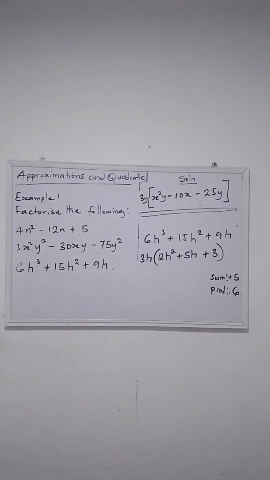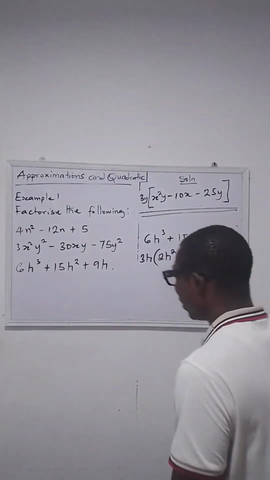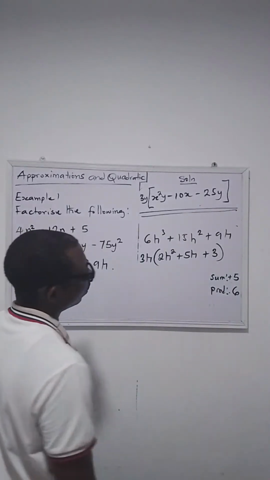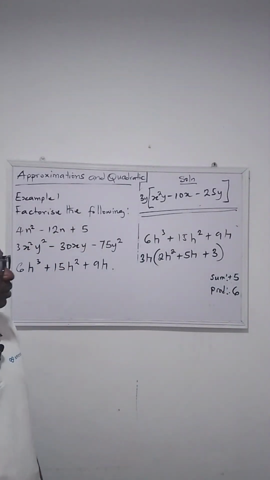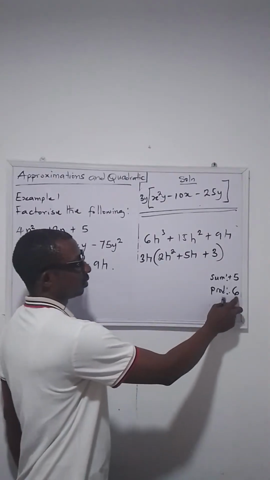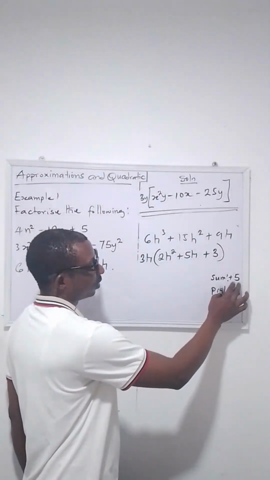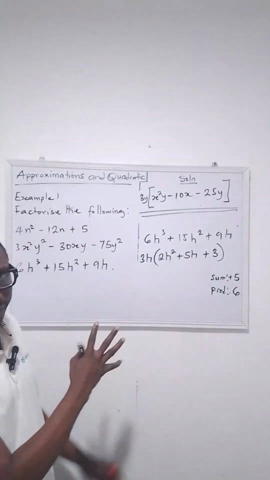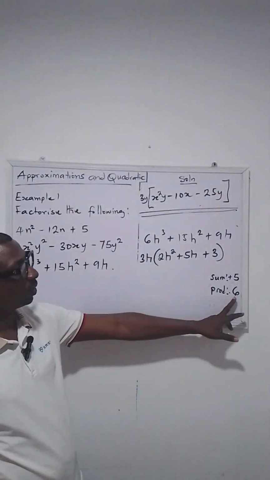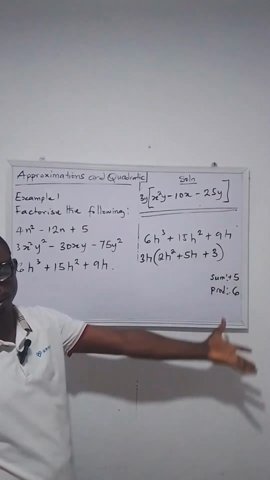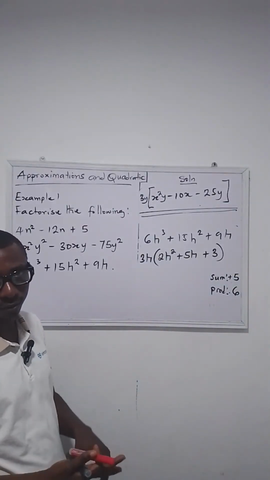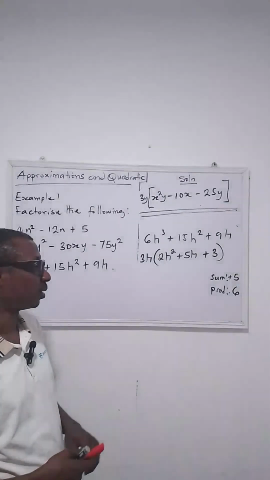Okay, so now let's confirm. Good number of us are doing very fine. So we need two numbers such that when you multiply together, you have 6, and when you add together, you have 5. We already have it here. So all you just need to begin to think of is factors of 6. Factors of 6 are 1, 2, 3, and the 6 itself.